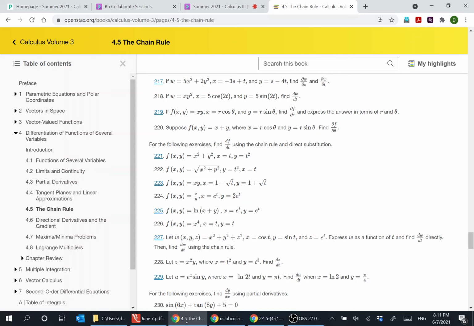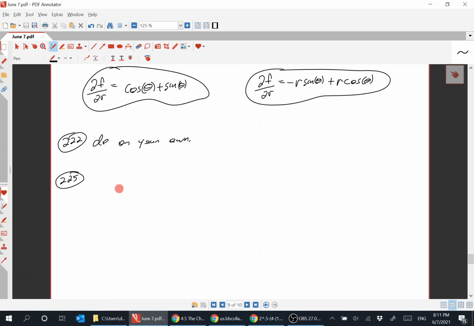Same thing, right? Natural log of x plus y, where x and y are both e to the t. Calculate df dt using the chain rule and using direct substitution. So let's do this one, why not? So f of x, y is natural log of x plus y. X equals e to the t, and y equals e to the t.